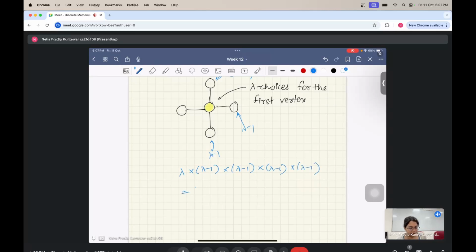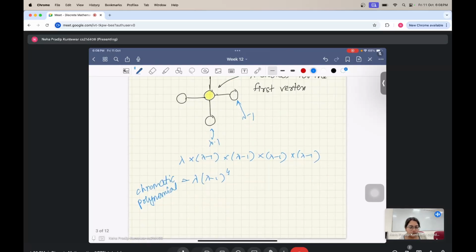And that gives you lambda times (lambda minus 1) to the 4 as your chromatic polynomial for the graph that is given to you. Now lambda is a variable here, so if I tell you that I only have 3 colors at my disposal, you can quickly substitute lambda to be 3 and evaluate the chromatic polynomial at 3, and this will give you 3 times 2 to the 4, and that is 3 into 16, which is 48.